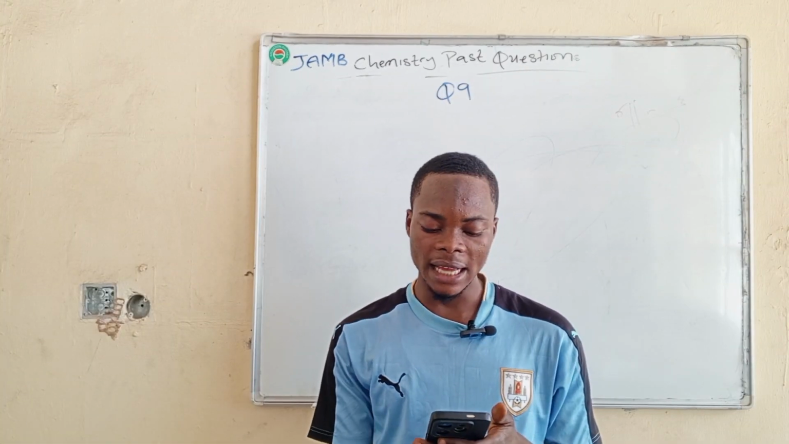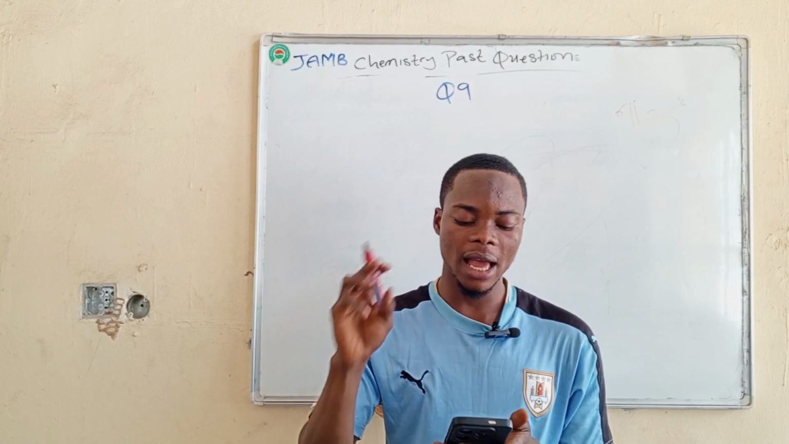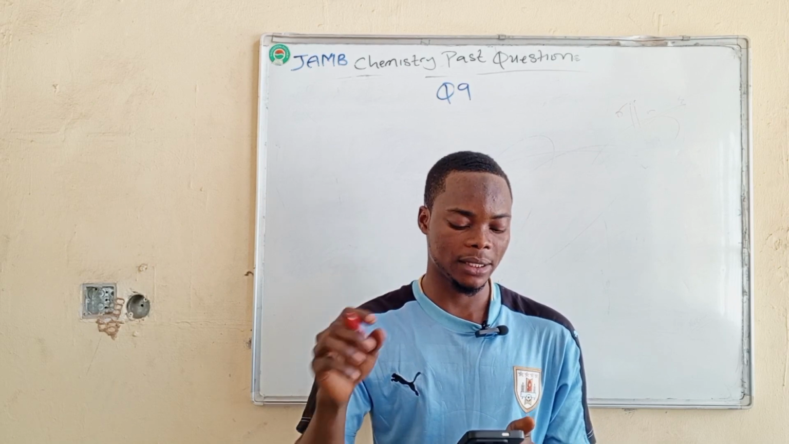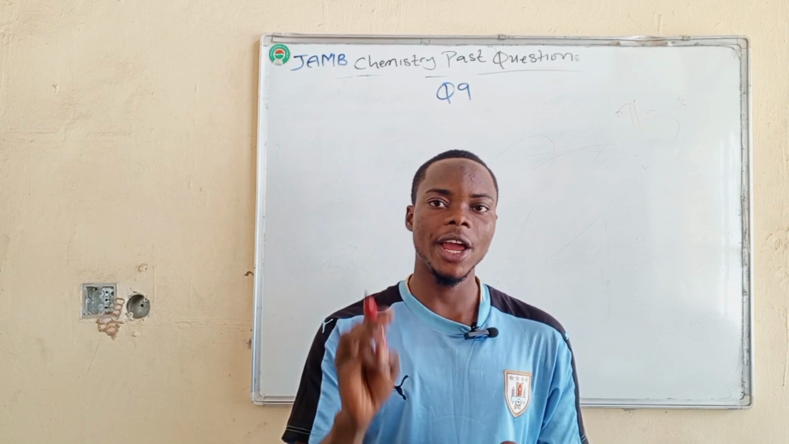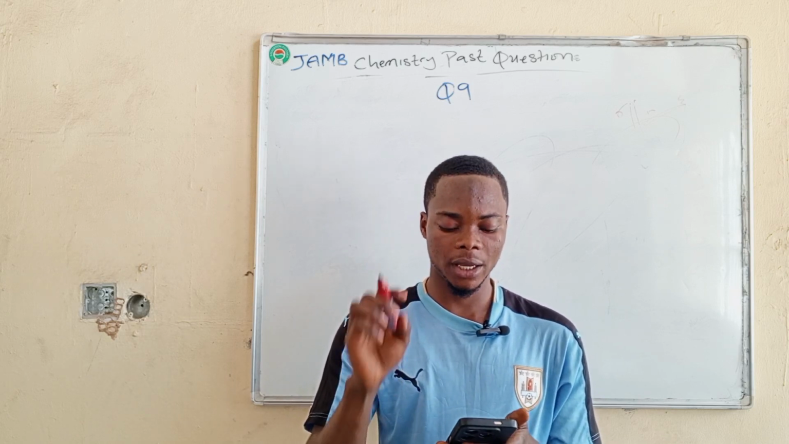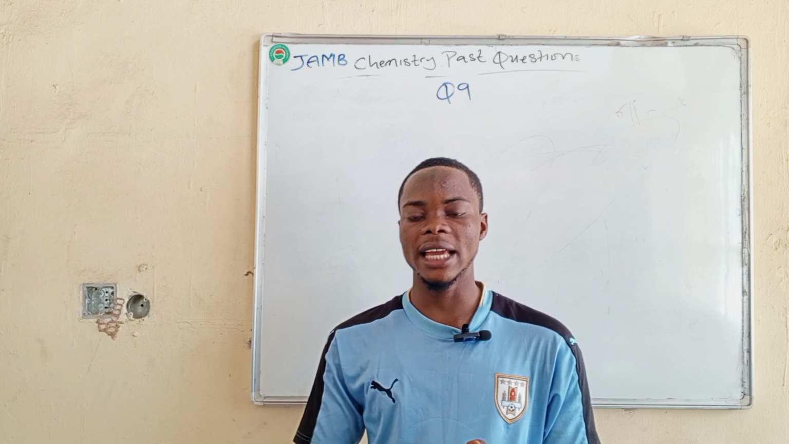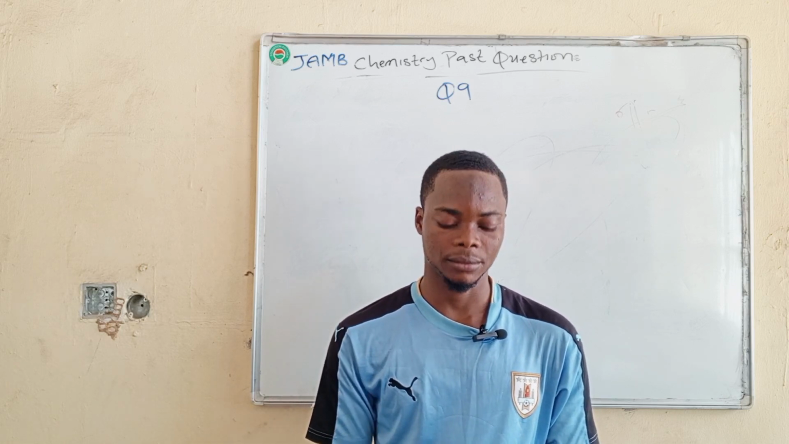Number 9. Cast iron is used in making A. Chain and agricultural implement. B. Iron sheet and retort stand. C. Nails and iron rod. D. Stoves and electric cooker. So the answer here is stoves and cooker generally.